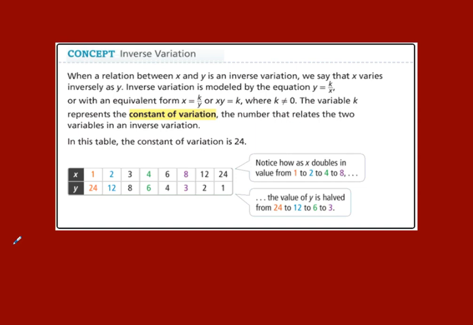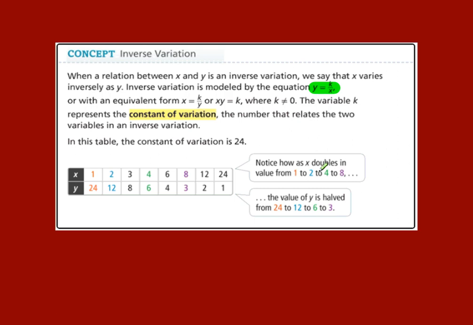Inverse variation. When a relation between x and y is an inverse variation, we say that x varies inversely as y. You'll hear me say that a lot. X varies inversely as y. Inverse variation is modeled by the equation, and you should know this equation. This is a very important equation.